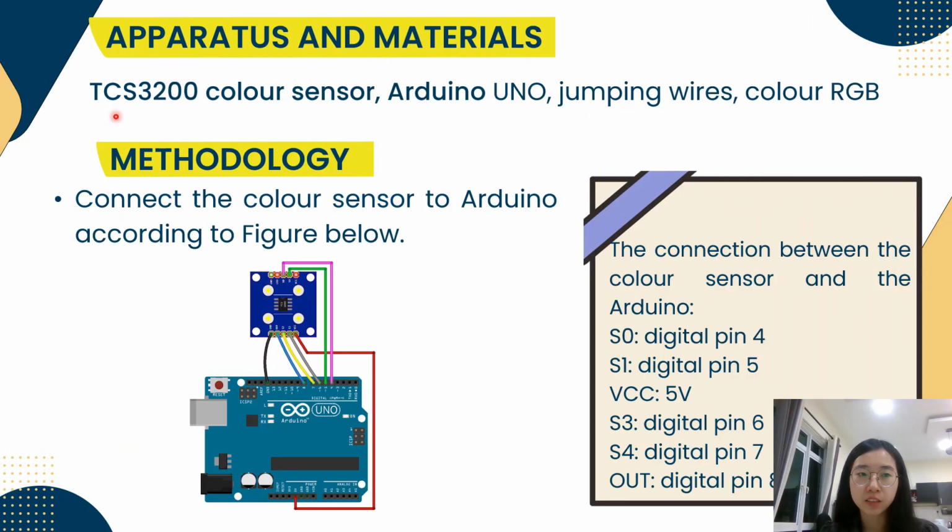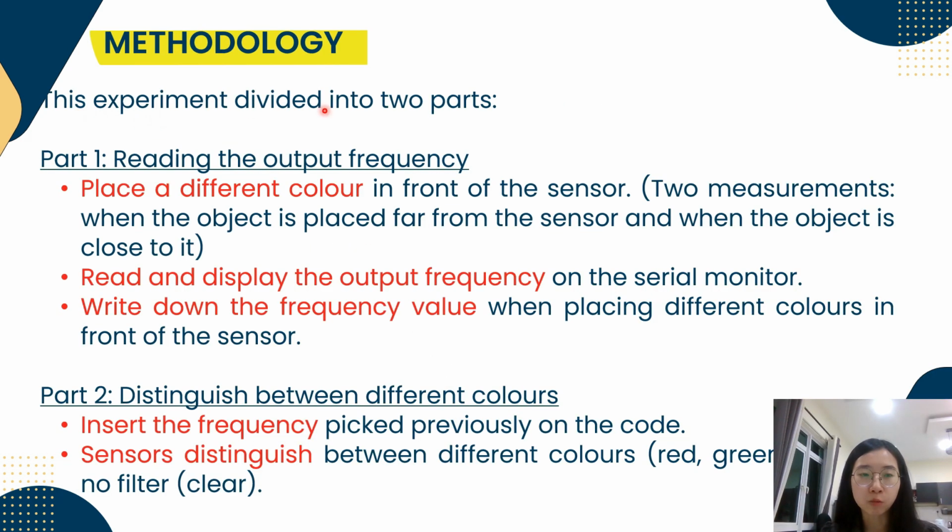Apparatus and materials needed are color sensor, Arduino Uno, jumping wires, and color RGB. Methodology: connect the color sensor to Arduino according to this figure below, and the connection between the color sensor and the Arduino is shown here. This experiment is divided into 2 parts.